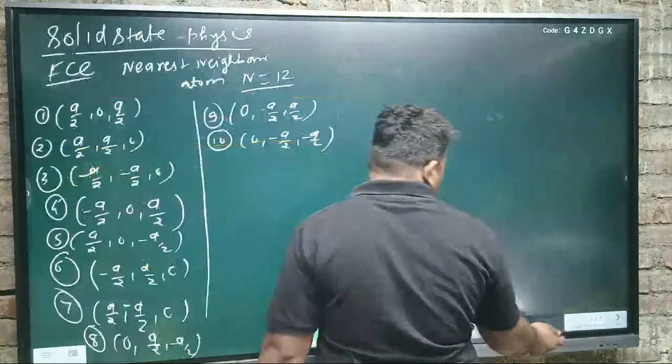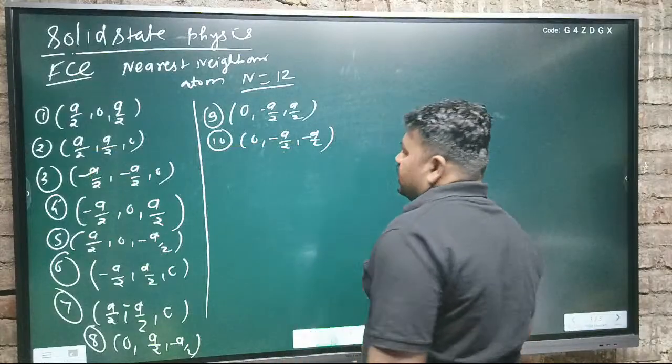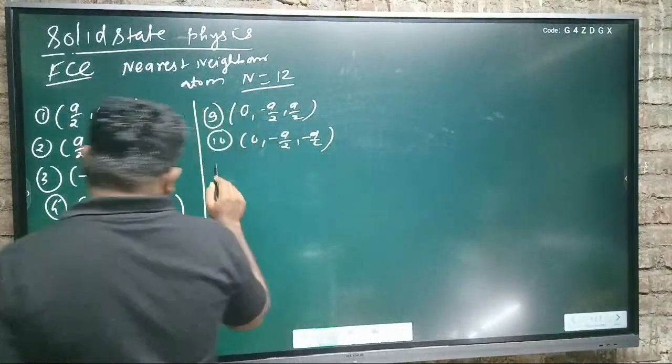We're getting here how many points? 12 points. Okay, two points are missing, second, 11 and 12.